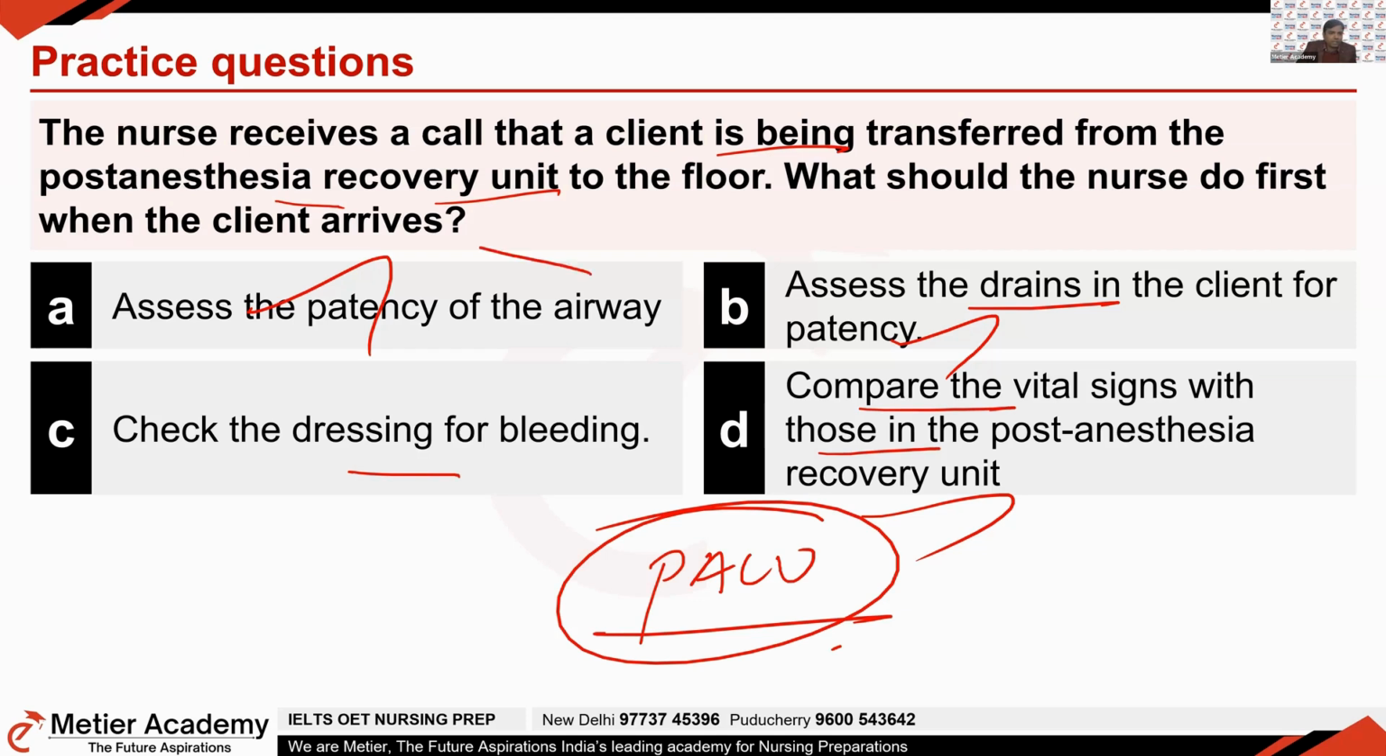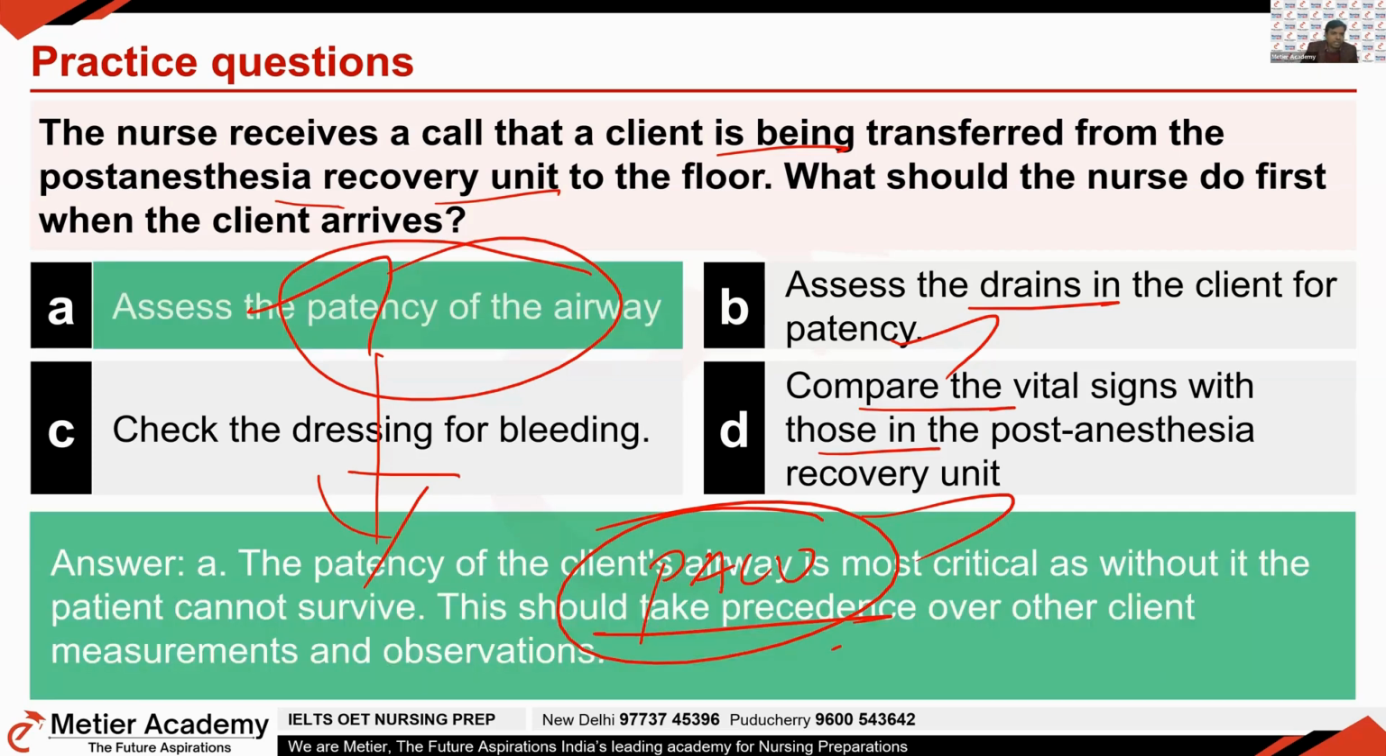How do you maintain the patency of the airway? That's the rationale which you should know. By placing the patient in the best position, the recovery position. Usually we give the left lateral recovery position, side lying, when we receive the patient, to prevent aspiration and so that the patient's airway is maintained in a proper way. So we go for option A. Patency of the client's airway is most critical; without it the client cannot survive. That is the preference here, so option A is the right answer.